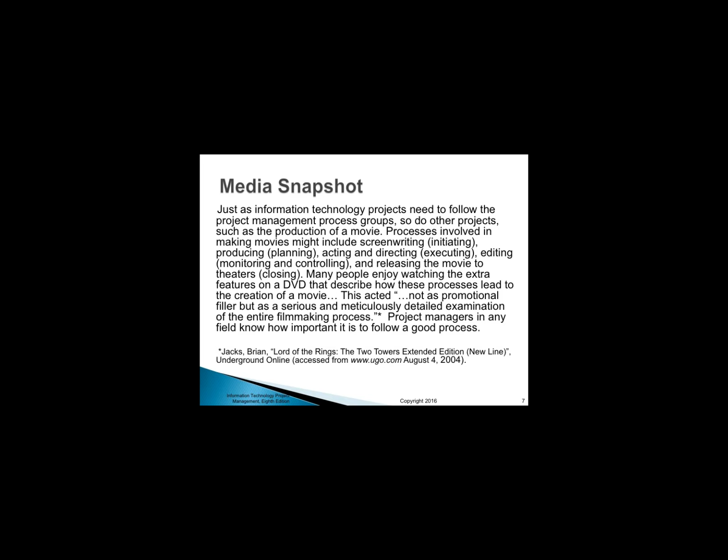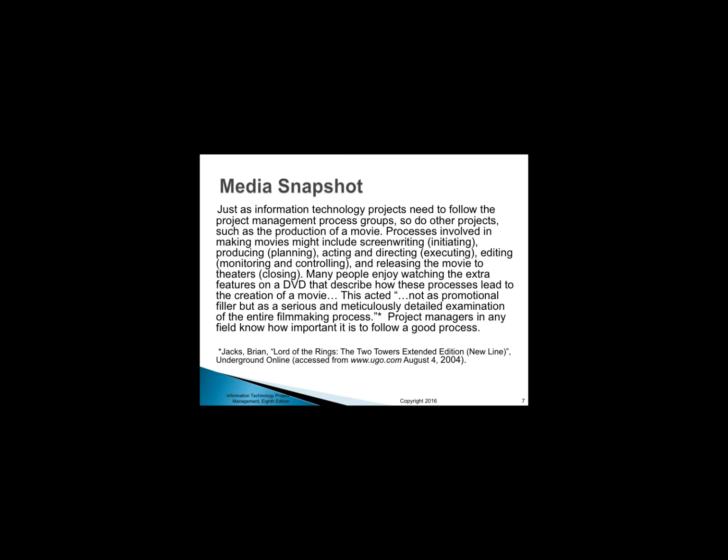Media snapshot. Just as information technology projects need to follow the project management process groups, so do other projects, such as the production of a movie. Processes involved in making movies might include screenwriting, initiating, producing, planning, acting and directing, executing, editing, monitoring and controlling, and releasing the movie to theaters, closing.